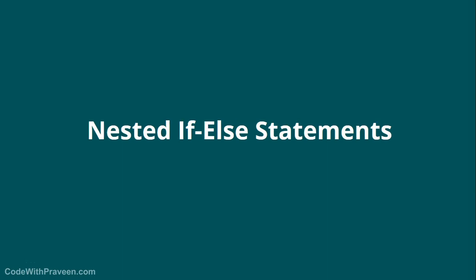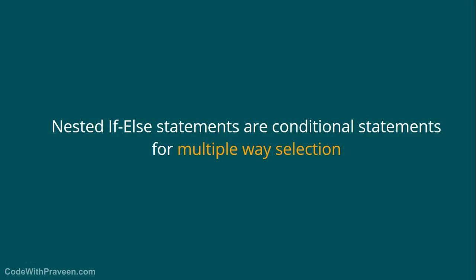Now let us see the third type of conditional statements, namely nested if else statements. Nested if else statements are conditional statements for multiple way selection. We have seen before that if is a one-way selection, if else is a two-way selection. Now these nested if else are used for multiple way selection. It's a variant of those if and if else. We try to combine them to form a multiple way selection pattern.